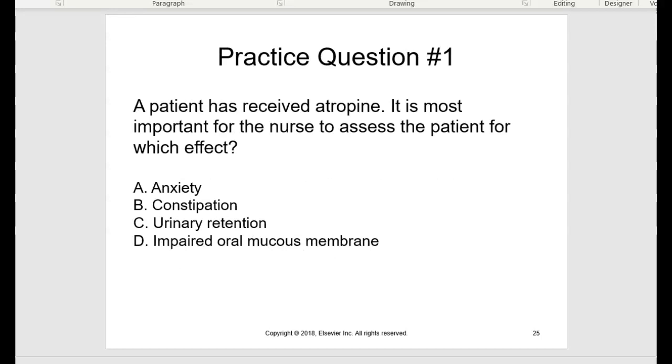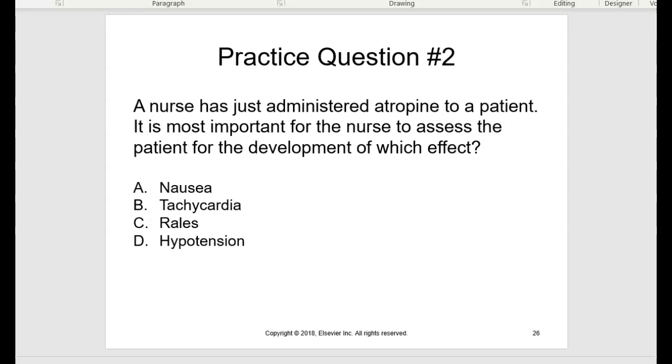Question 1, we'll read it. You pause it and try to answer it yourself. A patient has received atropine. It's most important for the nurse to assess the patient for which effect. If you answered C, that's the correct answer. Urinary retention is the highest priority because it's more serious to systemic homeostasis than anxiety, constipation, or dry mouth.